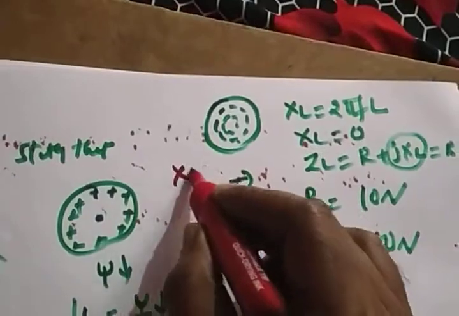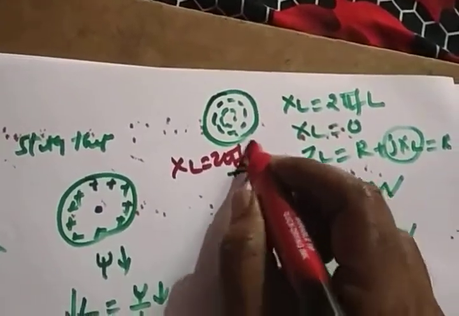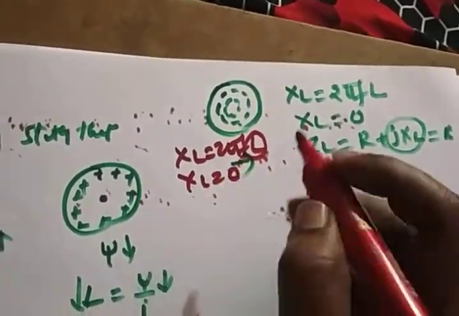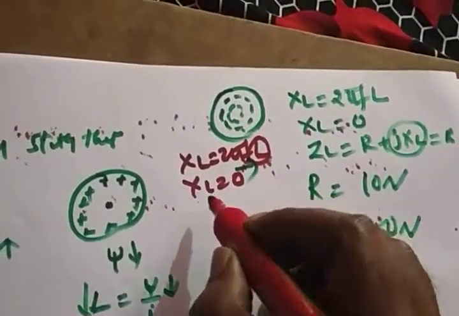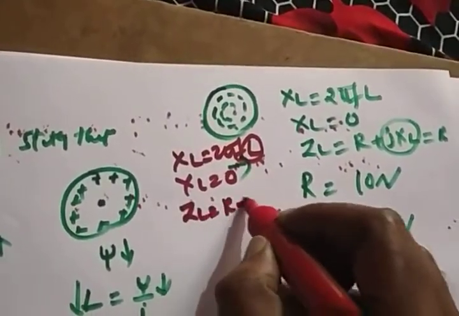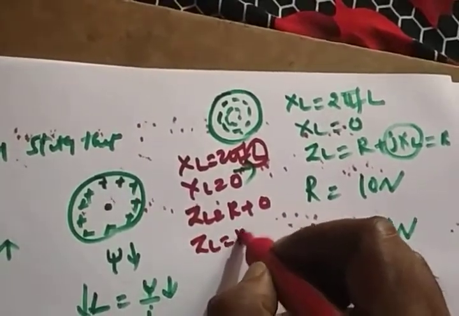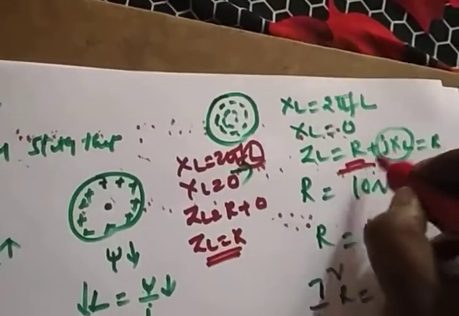So when you move to the surface of the conductor, also XL is equal to 2 pi FL. There is no current. XL is equal to 0. At the surface, this is a center point. XL is equal to 0 means what about impedance? ZL is equal to R plus 0. So here also ZL equal to R.